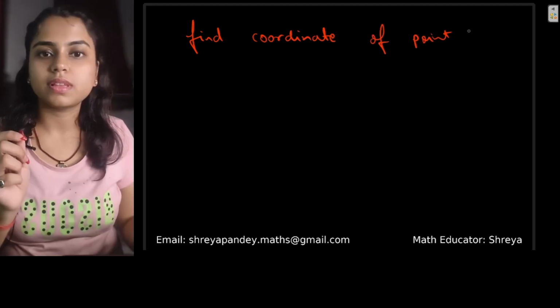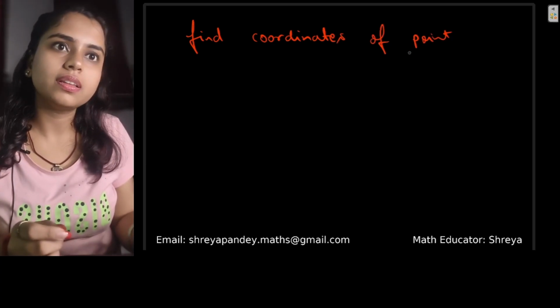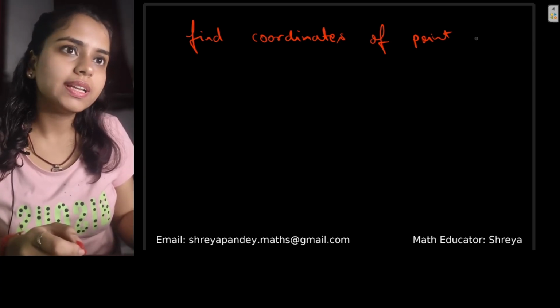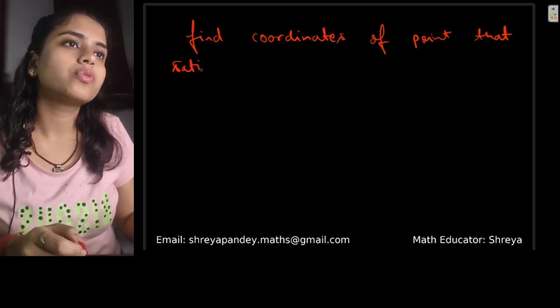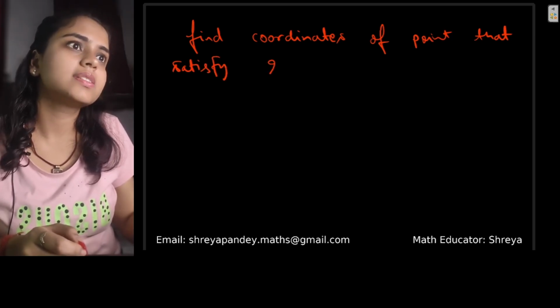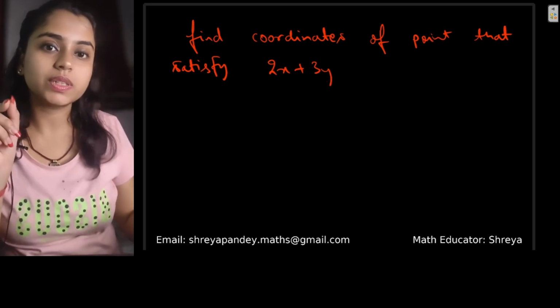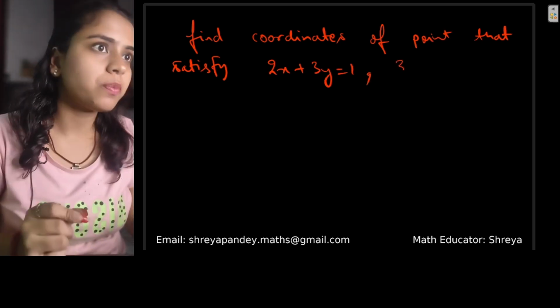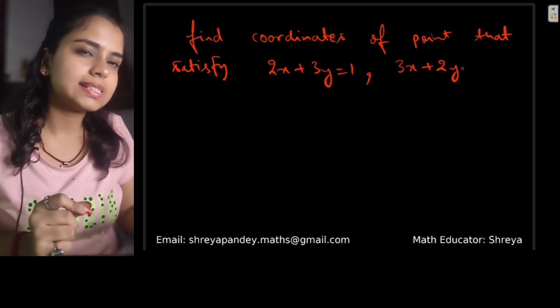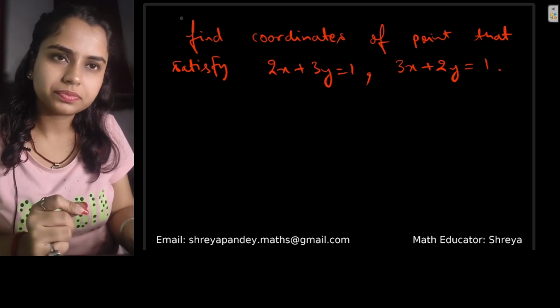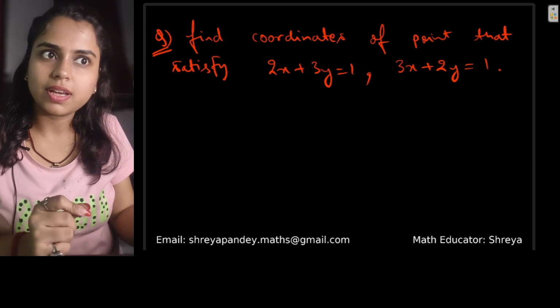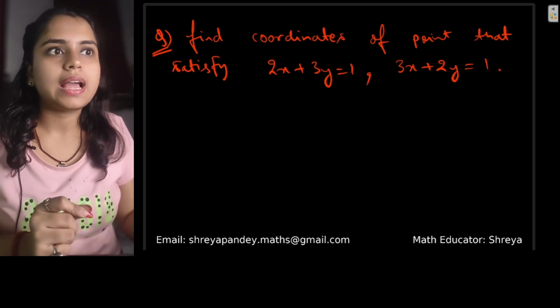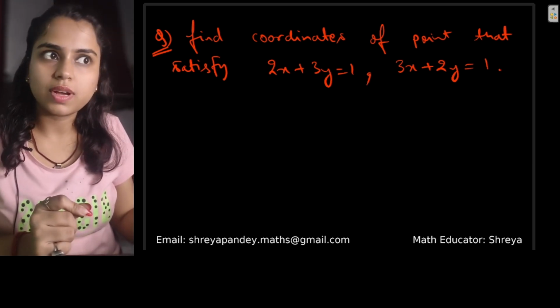Okay, so it says find the coordinates of the point. Coordinates, look at the wordings. Find the coordinates of the point that satisfy 2x plus 3y equal to 1 and 3x plus 2y equal to 1.